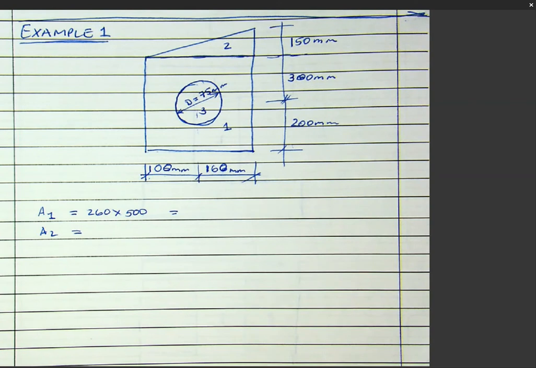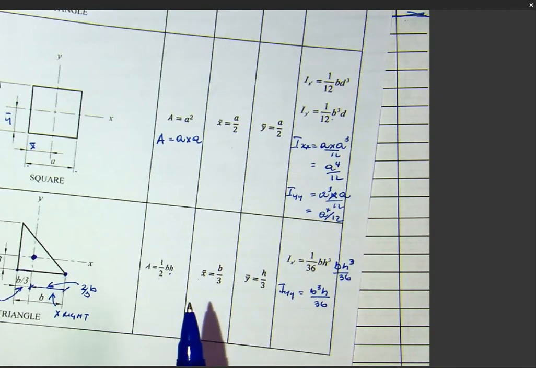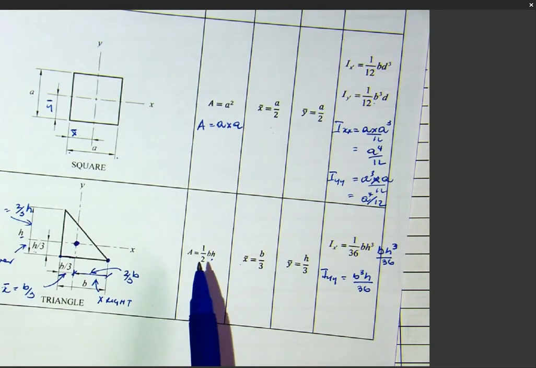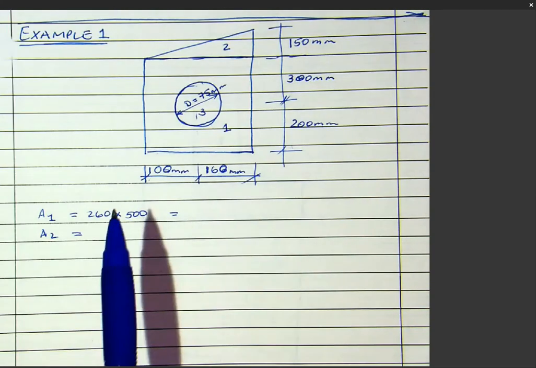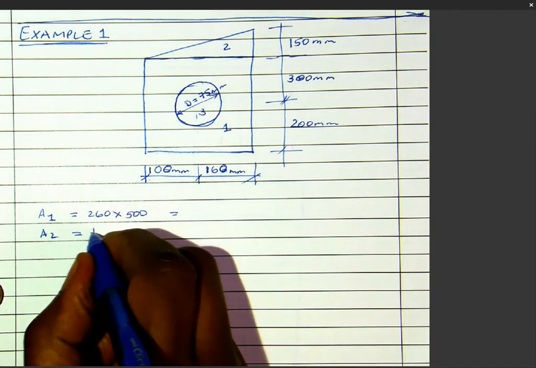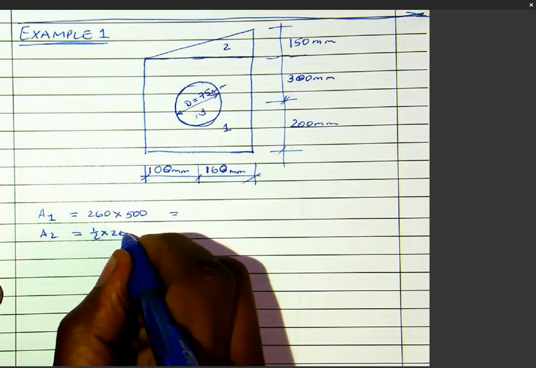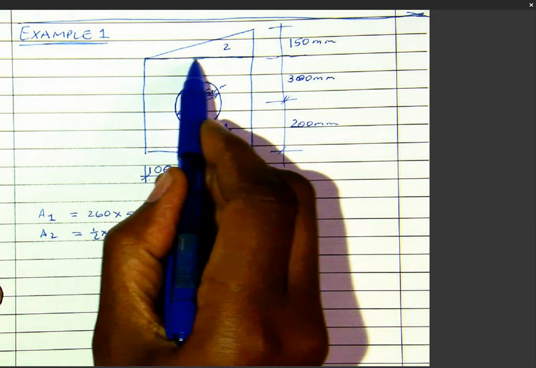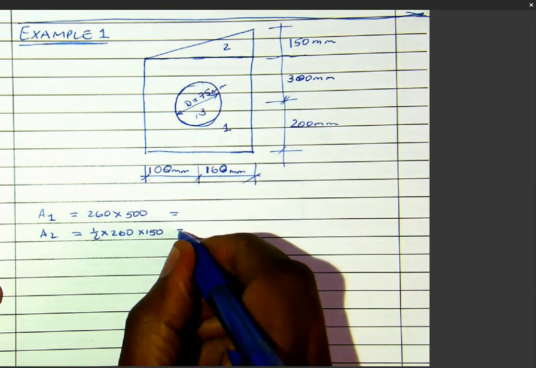Remember, guys, I am still using this. I'm using this to get the area, half base times height of a triangle. That one is length, b times d. I'm using this, guys, in case you're wondering where I'm getting all this. Okay, half times my base is 260, the base being the distance from there to there, and my height is 150.